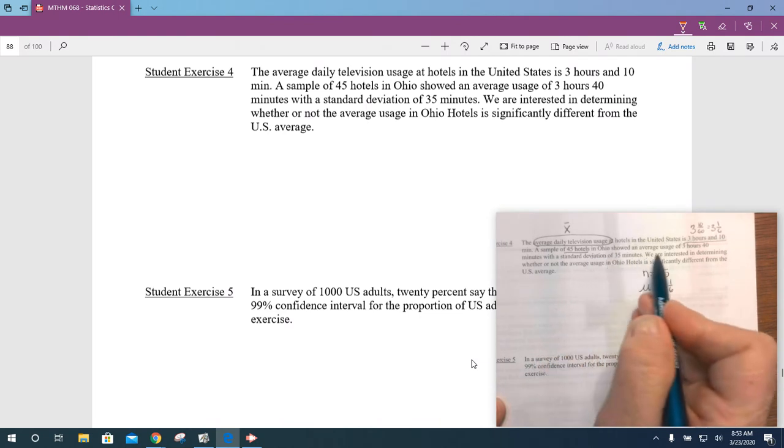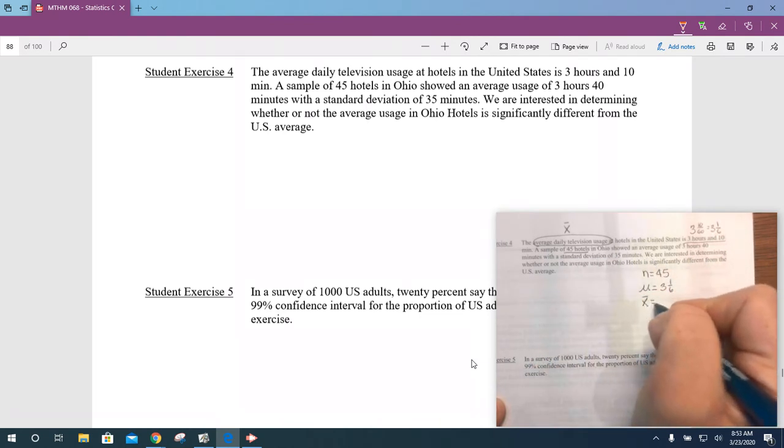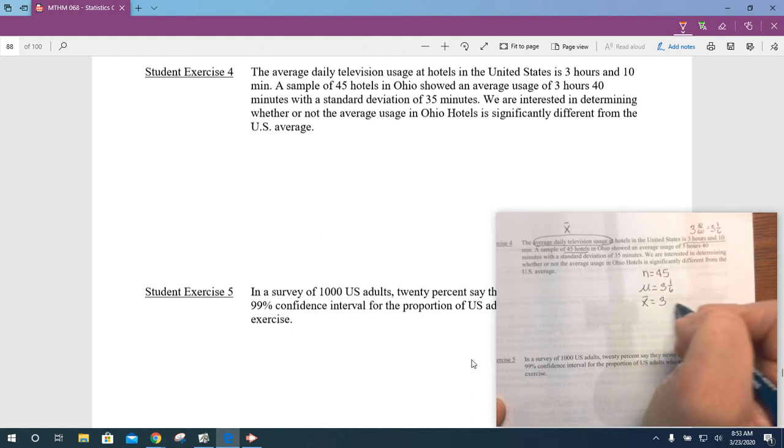It says the Ohio average is 3 hours and 40 minutes. Well, that's my X bar. X bar is 3 40/60ths, which is 4/6, which is 2/3. I got 3 2/3 because I took 40 out of 60 minutes, and 40 out of 60 minutes is 2/3 of an hour. Don't use 0.6 repeat or 0.6.